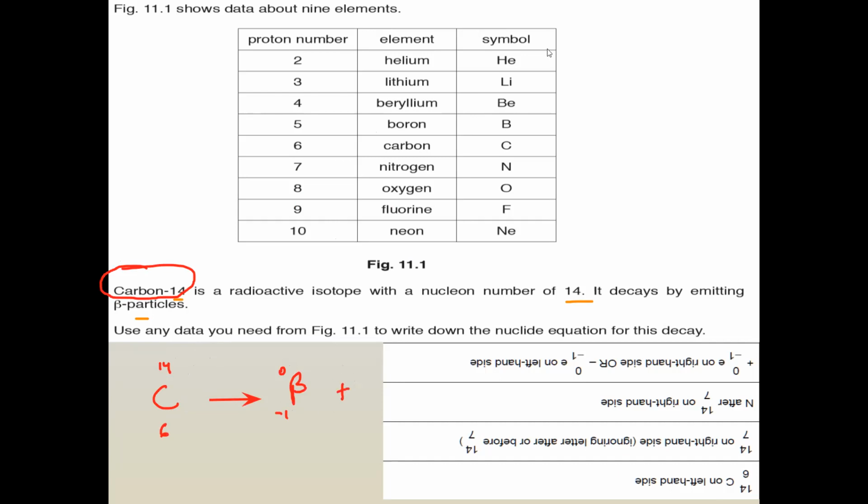Whenever there is a beta emission, what happened to the nucleon number? There will be no change. And what happened to the proton number? It increases by 1. So the nucleon number does not change, it will remain 14, and the atomic number increases by 1. So 6 plus 1 will become 7. Which element has proton number 7? That is nitrogen. So this will turn out to be a nitrogen atom.